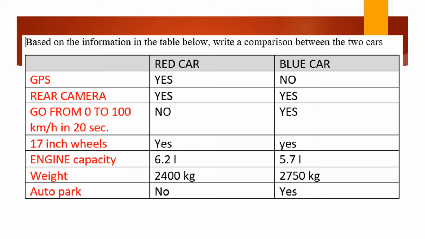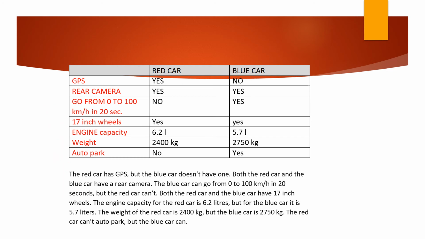Can the red car do an auto park? No, but the blue car can. Okay, so based on this information, we need to write a paragraph. Now let's see how we can do this. Okay, now you have the table and we have the answer, the correct answer or a possible answer.